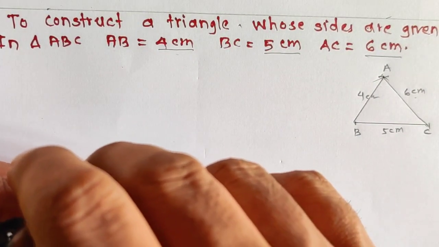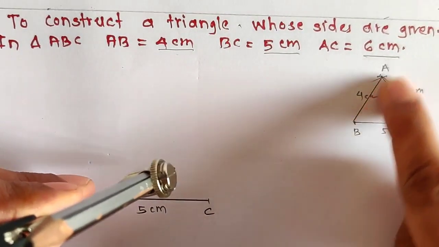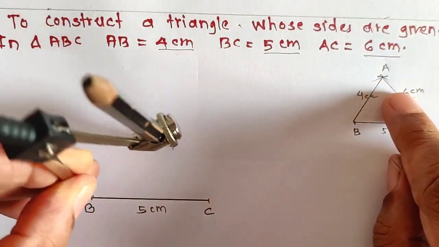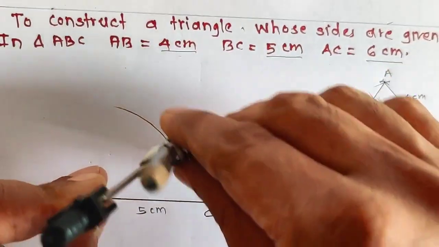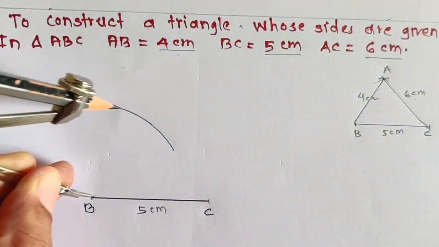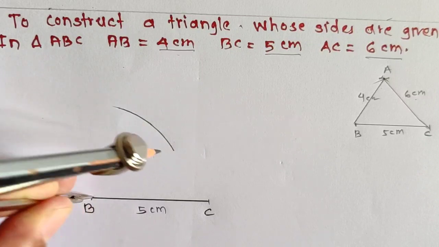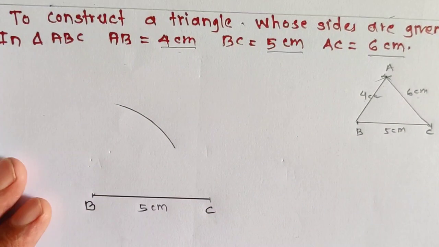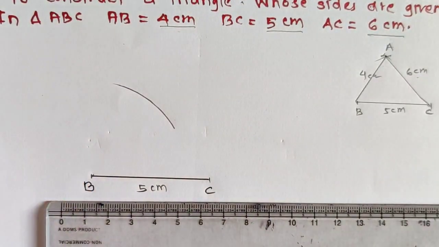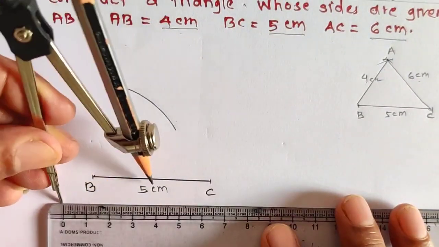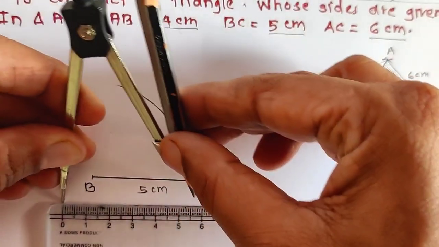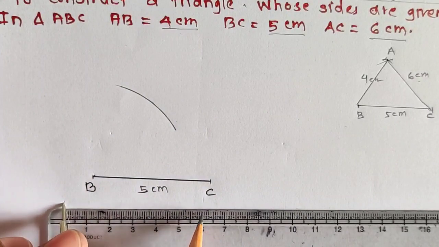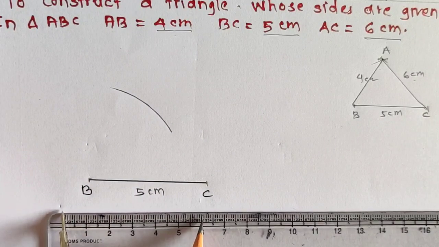Now with B as a center, because BA is 4 centimeter, from B, A is 4 centimeter. Draw one arc. So we get this arc. Now from C, the distance of point A is 6 centimeter. Now using scale, I can take a distance of 6 centimeter in a compass. So here it is the 6 centimeter.